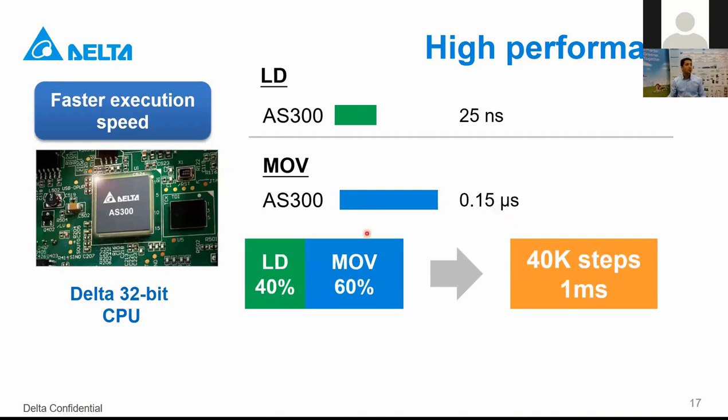So let's think about a program, a user project, which is around, let's say, 40 kilosteps, and it consists of 40% contacts and 60% move instructions. And for this program, the execution speed is 1 millisecond only. So it is just a reference for you.